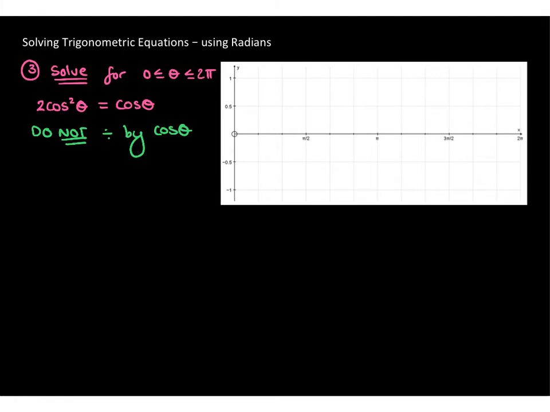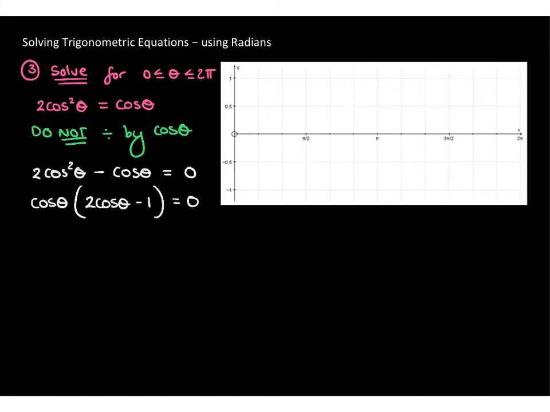Factorise. The key to solving this equation is to subtract cos theta from both sides. So you have 2 cos squared theta minus cos theta equals 0, and factorise. So you get cos theta, and then in brackets 2 cos theta minus 1 equals 0. If you divide by cos theta, you will lose potential solutions.